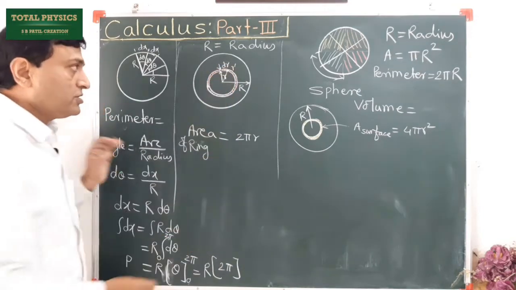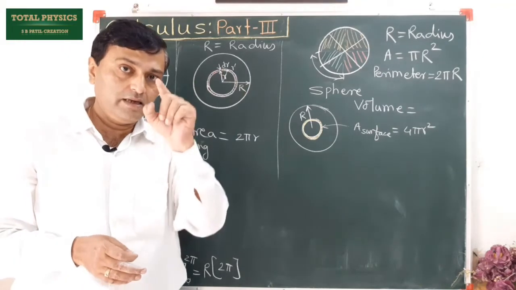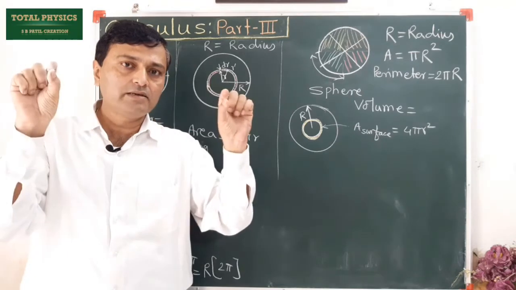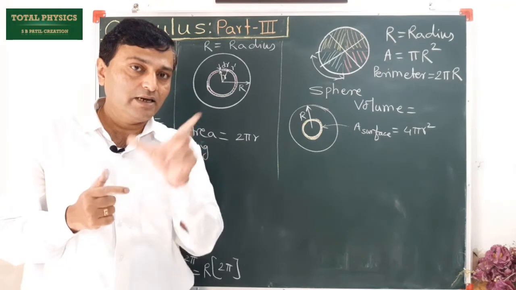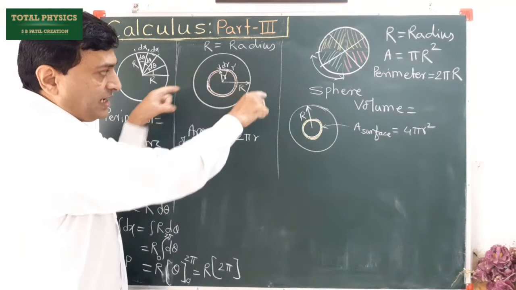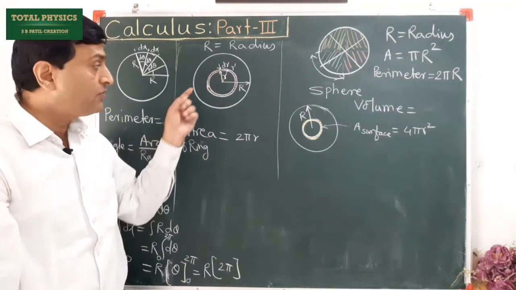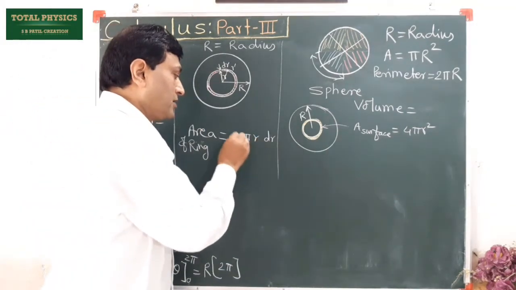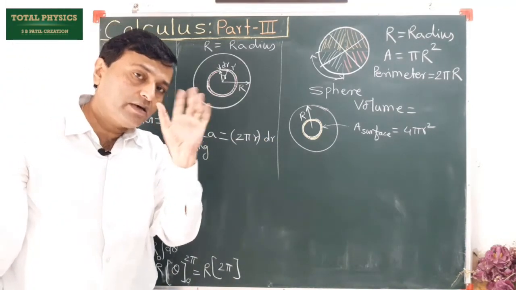Now you have to imagine, cut this ring in mind and make it straight. It will look like a rectangle, a very small rectangle. What is the formula of the area of a rectangle? Length into breadth. Suppose it is straightened. What will be the length? Length is nothing but the circumference. And what will be the width? Width is dr, I have taken. Means 2 pi r into dr. This is the formula of the area of a very small ring.